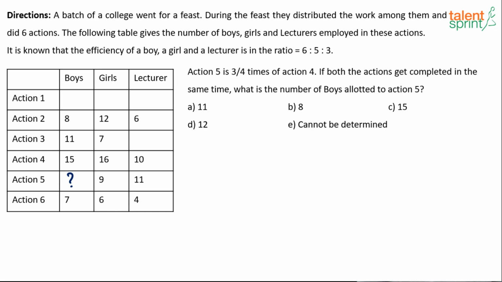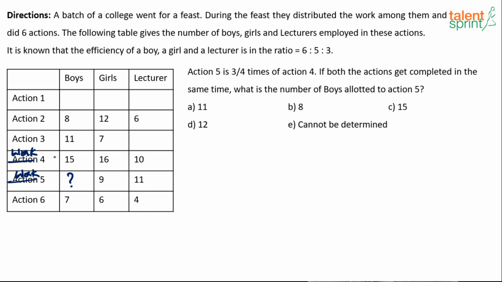Alright, time is up. I think we have already discussed the concept, so this should not be taking as long as the previous one. Look at this. What does it say? Action 5 is 3/4 times of action 4. If both the actions get completed in the same time, what is the number of boys allotted to action 5? Now, what does it mean? He says action 5 is 3/4 of action 4. Action 5 basically is work 5. Action may confuse you, so let's consider it as work, because then the concepts will fall in place.